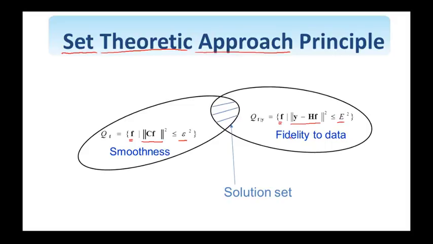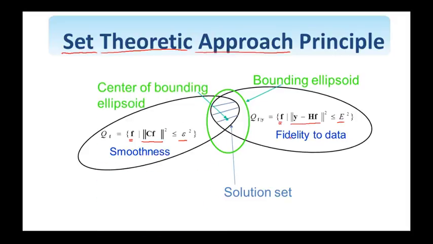So one approach to find a solution is to bound the intersection by another ellipsoid, as shown here, and choose the center of this bounding ellipsoid as the solution. We'll see that this approach can result in a constraint least squares filter.